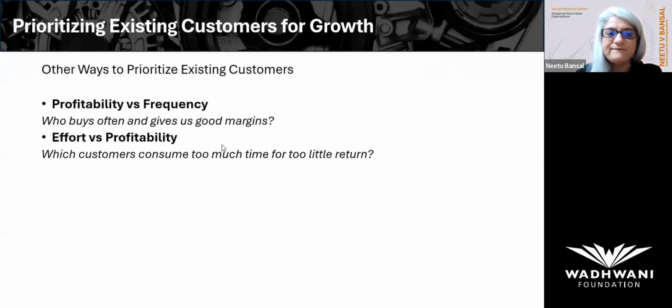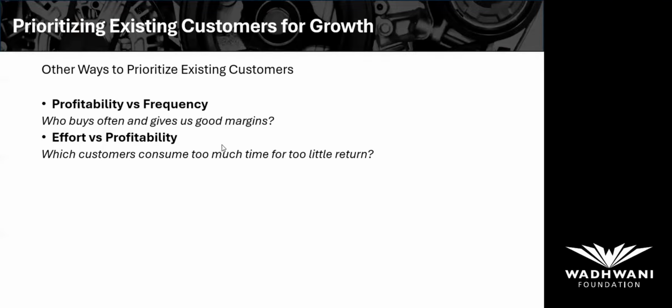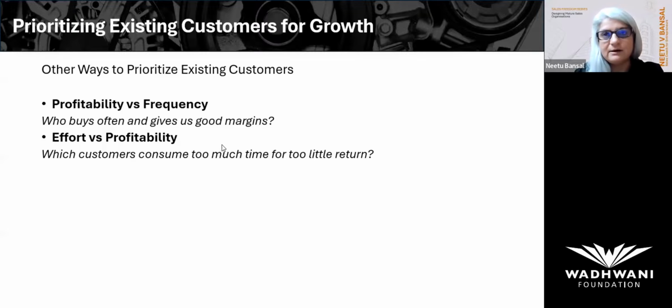Then you have effort versus profitability. I like doing this for manufacturing companies. I can give you an example. There's a client of mine who is a manufacturer of capsules for the pharmaceutical industry. I was doing a session for both the production department and the sales department. Interestingly, when I asked which parameters they wanted to take, the sales team said revenue and frequency. The production department said effort and revenue.